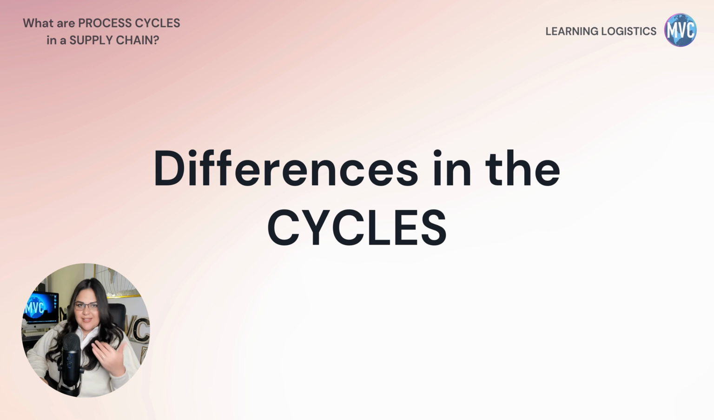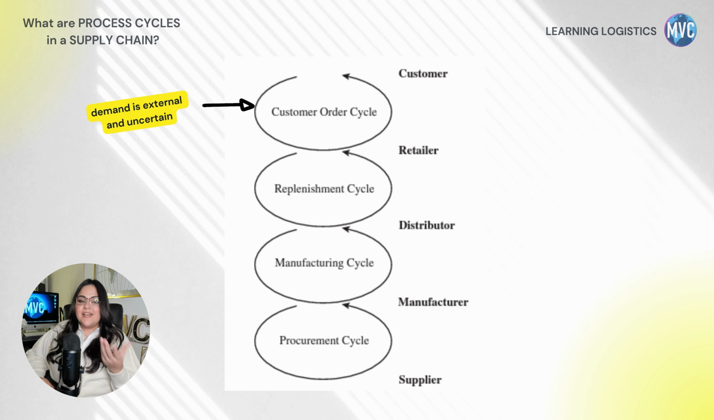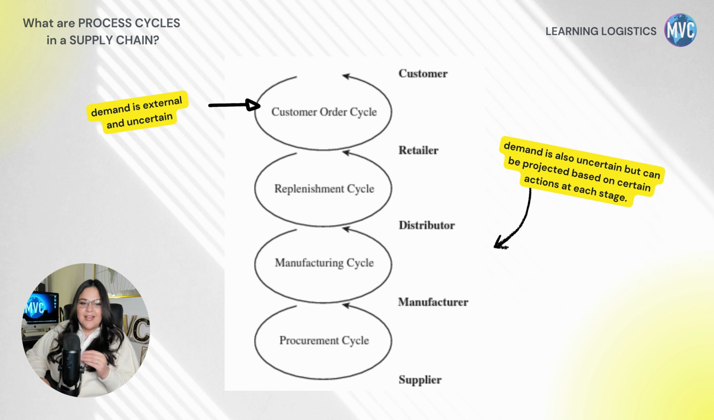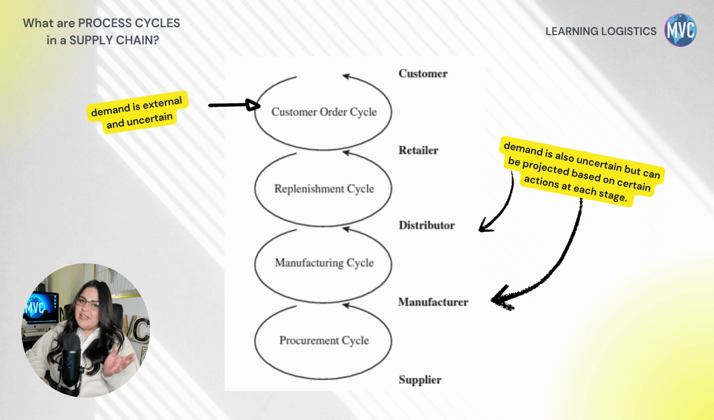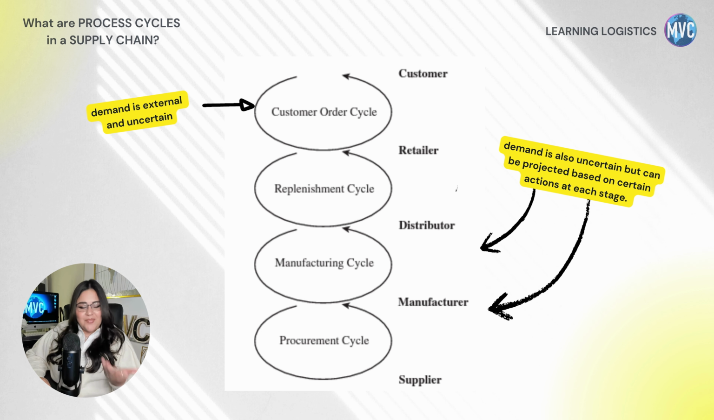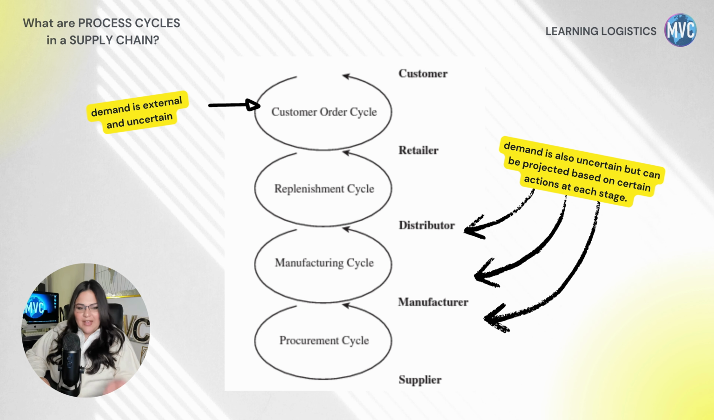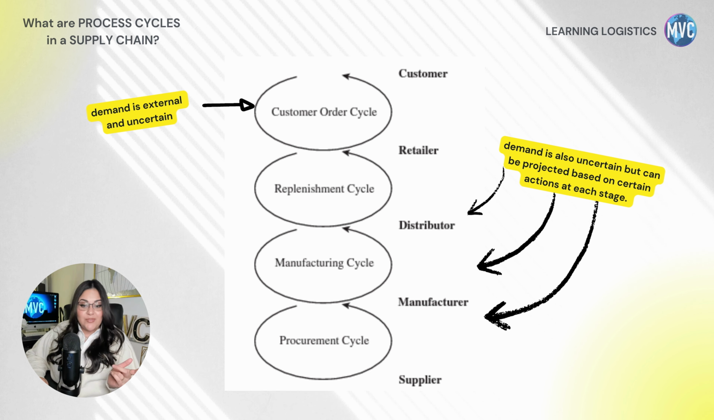Even though each cycle has the same basic sub-processes, there are a few important differences among the cycles. First difference is that in the customer order cycle, demand is external to the supply chain and uncertain. In all other cycles, demand is also uncertain, but can be projected based on certain actions at each supply chain stage. For example, in the procurement cycle, a tire supplier to an automobile manufacturer can predict the demand precisely once the production schedule at the manufacturer is known.